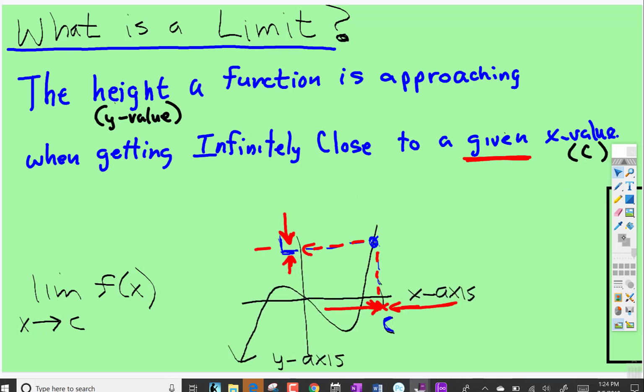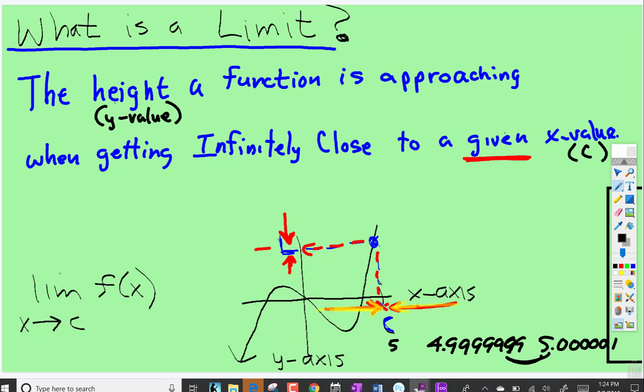So, this is what I mean. As we get really, really close, not when we're touching C, because then that's just algebra 1, right? Finding the height at a given value. This is when we're getting infinitely close. When I say infinitely close, let's say that's 5. When we're at 4.9999999, or maybe 5 point, and that goes on for a while. When we are here and here, what is the height approaching?